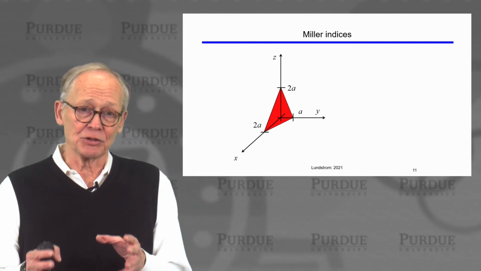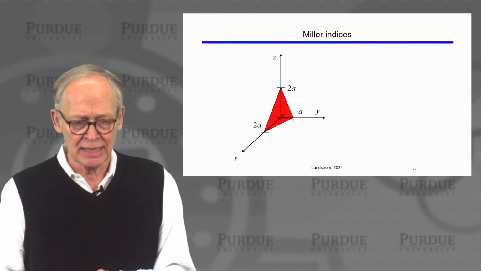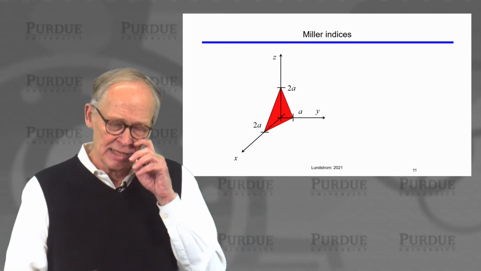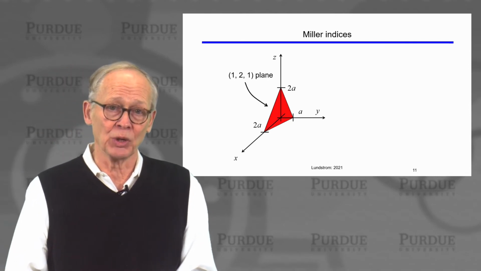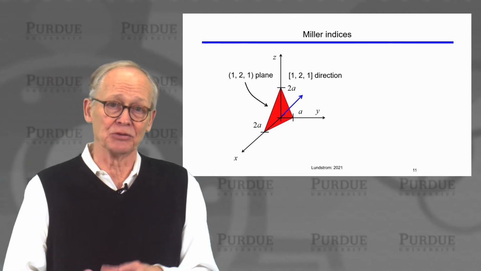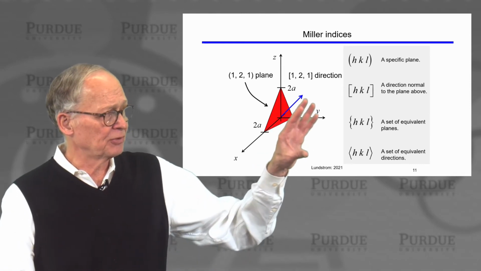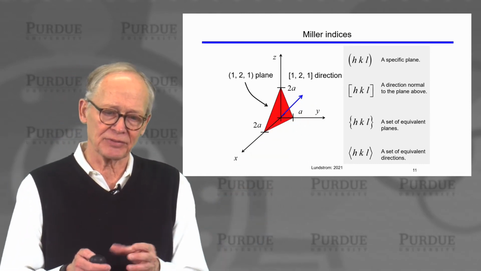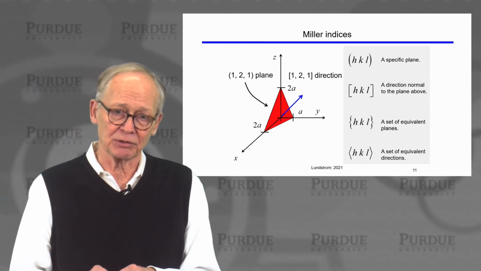Now, to specify directions in crystals, we use this concept called Miller indices. We spent some time discussing Miller indices, where they come from. You should feel comfortable in understanding what we mean by a 1-to-1 plane. And you should remember that a 1-to-1 direction is normal to a 1-to-1 plane. You should also be familiar with the terminology. When we use parentheses, we're referring to a specific plane. When we use the brackets, we're referring to a specific direction.